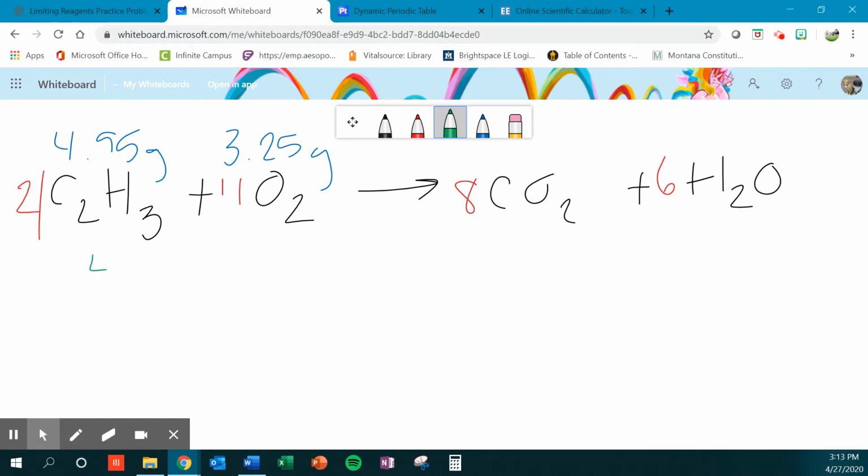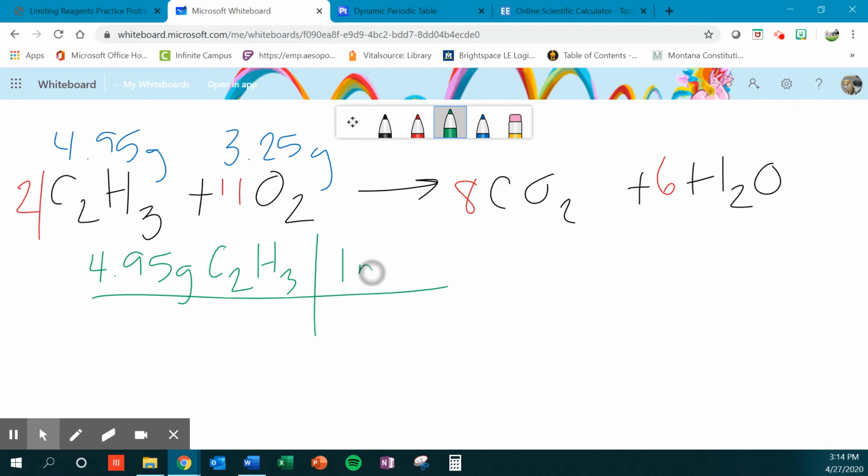So I'm going to start off with the 4.95 grams of C2H3. And I know that 1 mole of C2H3 has a mass of 24, because 12 plus 12 is 24, plus 3, so 27 grams. Now I get that from the periodic table, remember, because that's the molar mass. And so grams of C2H3 cancel.